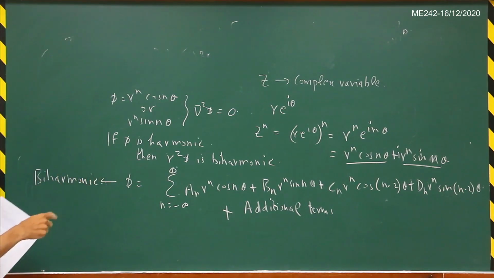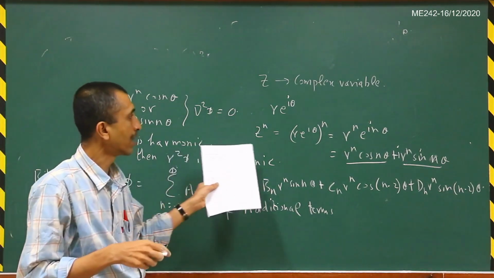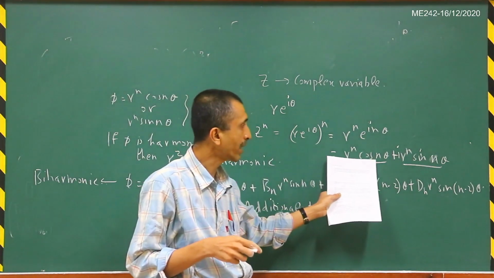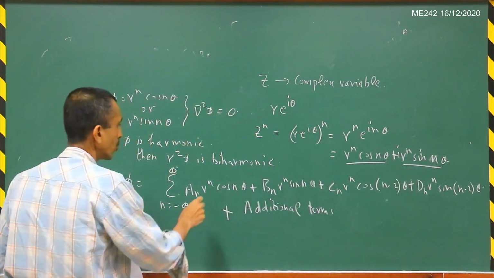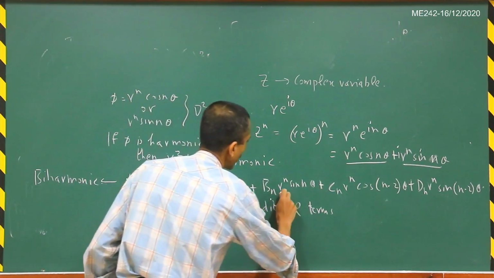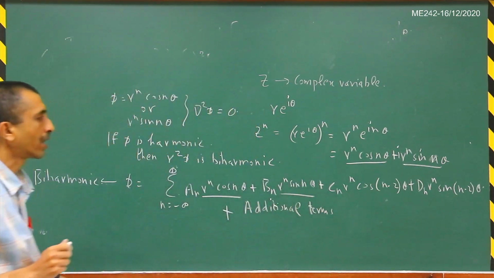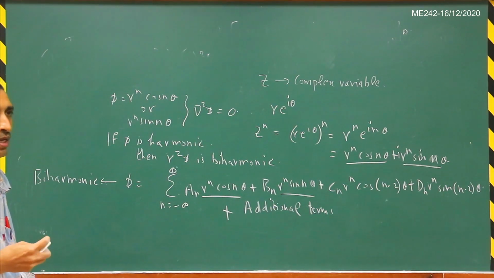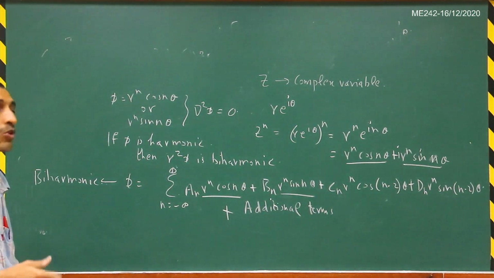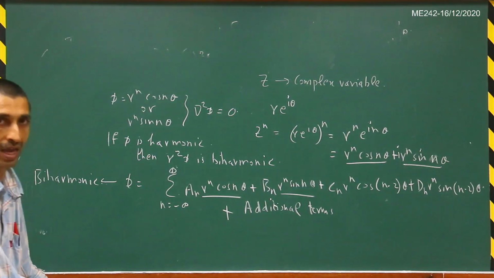Because, as I said, first we found that r^n cos n theta and r^n sin n theta are harmonic. So those are sitting here, right? These are harmonic functions, and if a function is harmonic, it is automatically biharmonic, okay?